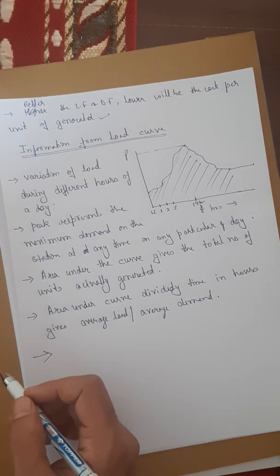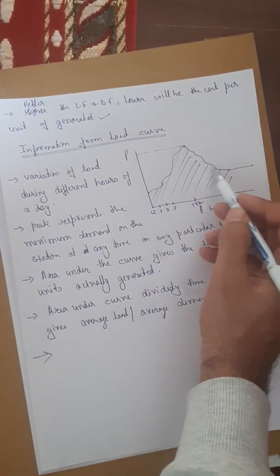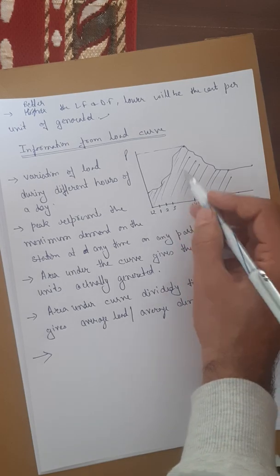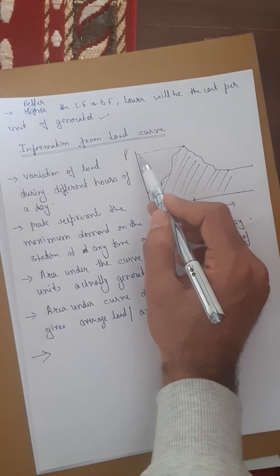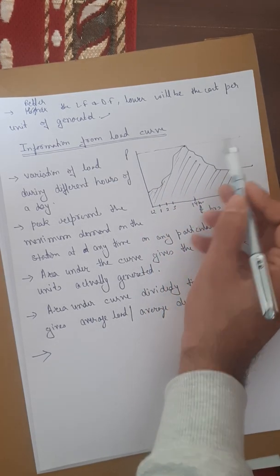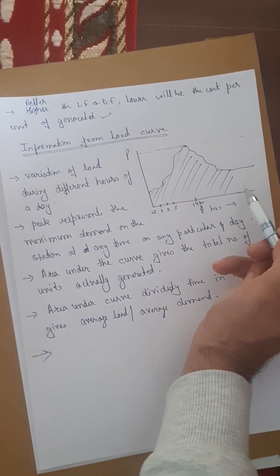Load factor is nothing but the average demand, which you get from the area under the curve divided by the total number of hours. It is called the average demand, divided by the area under this rectangle corresponding to the peak load. So it will give you what? It will give you the load factor.